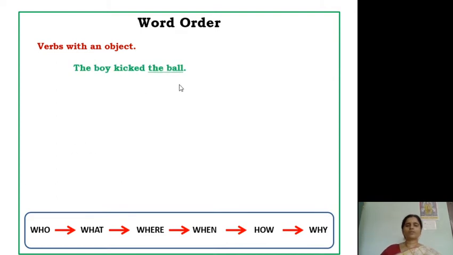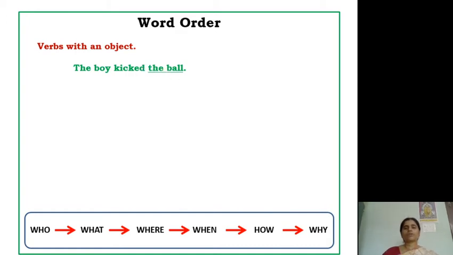Now let us see this sentence. The boy kicked the ball. The boy is the subject, kicked is the verb, and we have one more element. So what is that? The boy kicked the ball. That means the ball received the action which is done by the subject. So the element which receives the action done by the subject becomes the object of the sentence. So if you get an object in the sentence, then that has to follow the verb. That means immediately after the verb, we have to place that object.